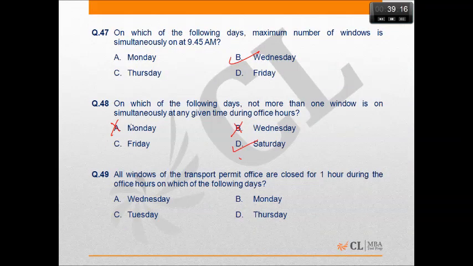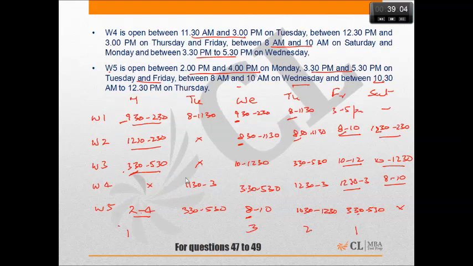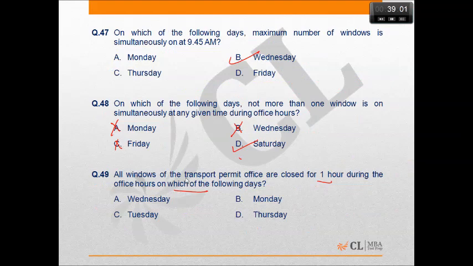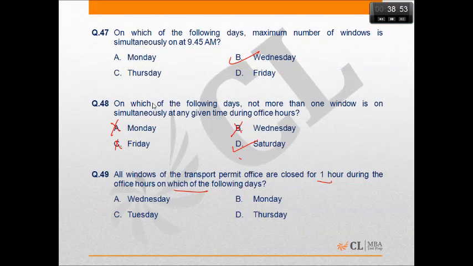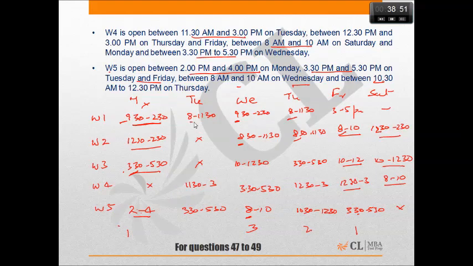Okay, great. All windows are closed for 1 hour during the office hours on which of the following days? Monday, Tuesday, Wednesday, Thursday. When are they closed? So 9:30 to 2:30. Is there anything? This is 2 to 4. So Monday is not the answer. The others were Tuesday, Wednesday, Thursday. Tuesday 8 to 11:30, 11:30 to 3. This is again half an hour, so not the answer.